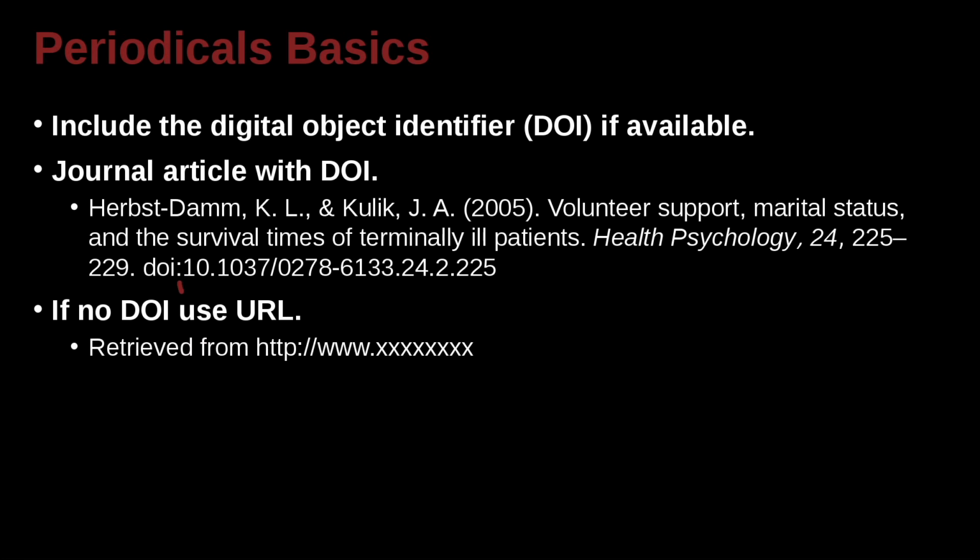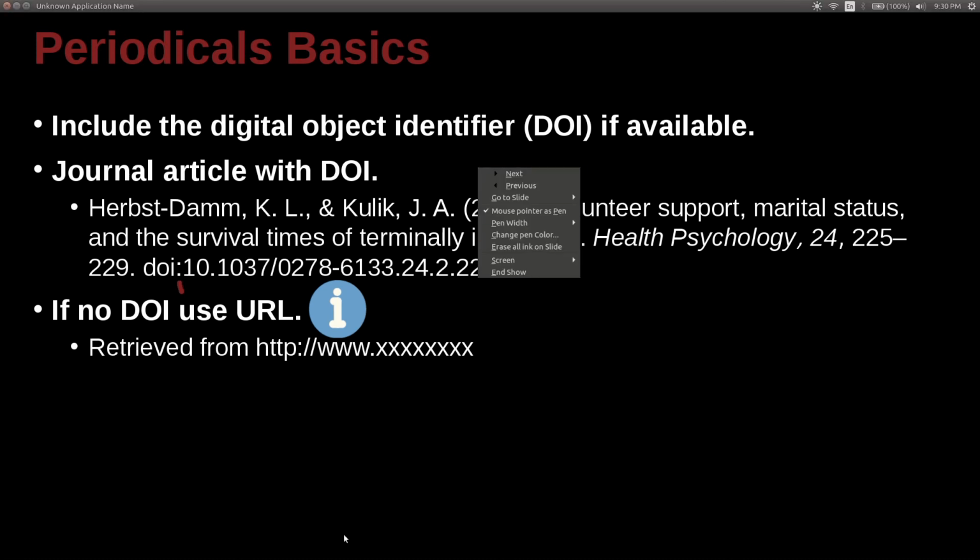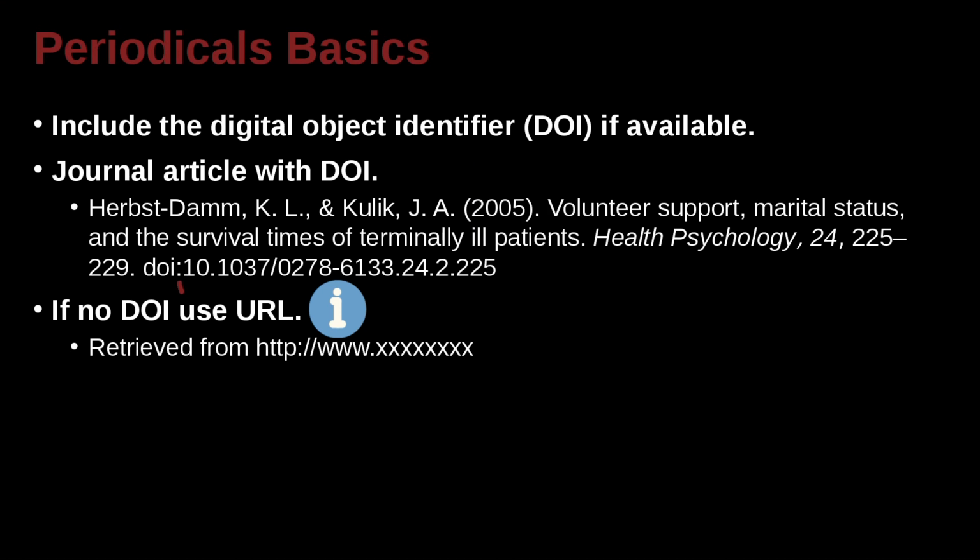If you don't have a DOI, but you still have a web address or a URL, as it's called, Universal Resource Locator, you can go ahead and use that instead. And here's how you would do that. It would be HTTP, and then you go ahead and write down the whole address, just like a regular web address.